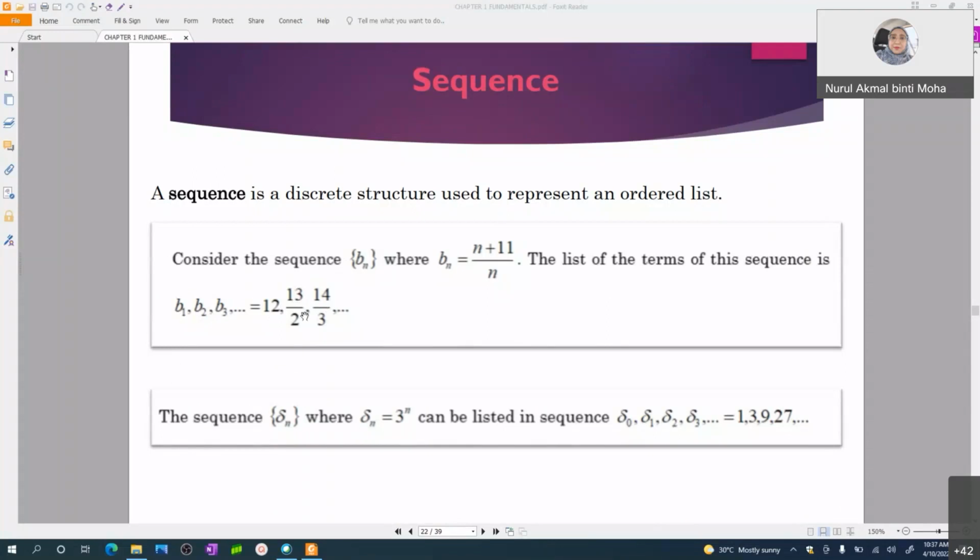The list of the terms of this sequence is given by this one. The sequence a_n, where a_n is equal to 3 to the power of n, can be listed if n starts from 0. We will have the sequence start with 1, because 3 to the power of 0 is 1. For n equal to 1, a_1 is 3. For n equal to 2, a_2 is 9. So this will be 1, 3, 9, 27, and so on. This is a sequence.